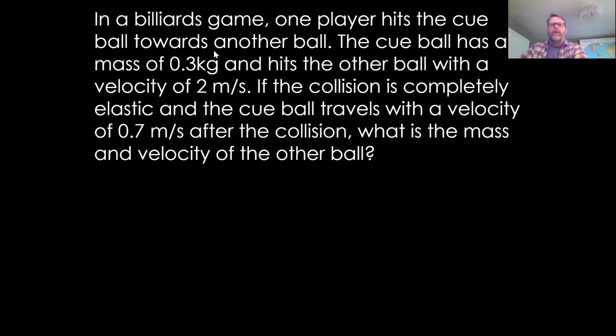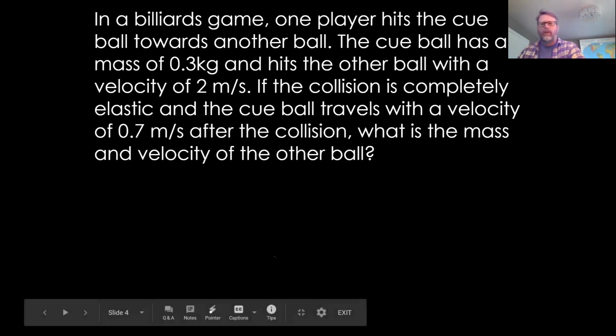In the billiards game, one player hits the cue ball towards another, and the cue ball has a mass of 0.3 kilograms. And it hits the other ball with a velocity of 2 meters per second. If the collision is completely elastic and the cue ball travels with a velocity of 0.07 after the collision, what is the mass and velocity of the other ball?